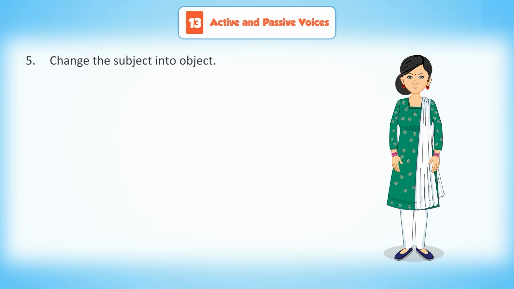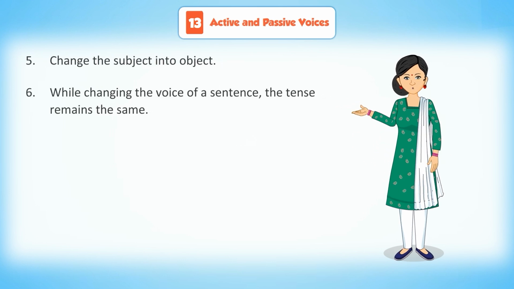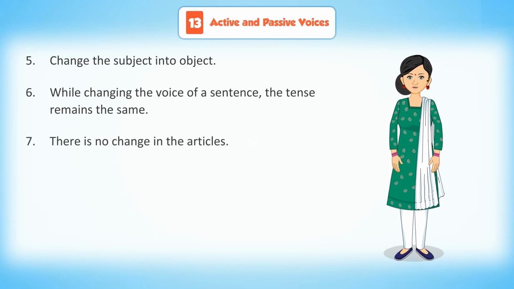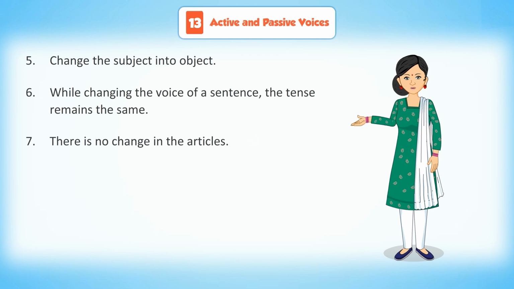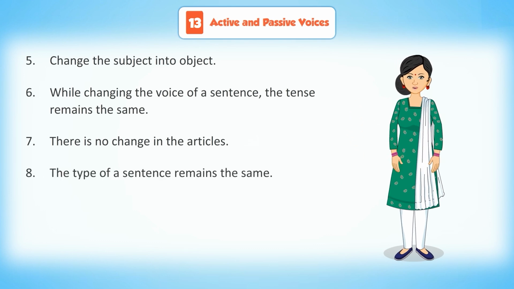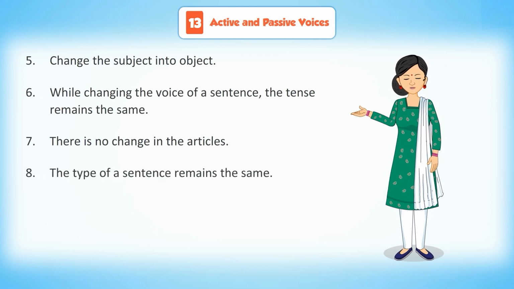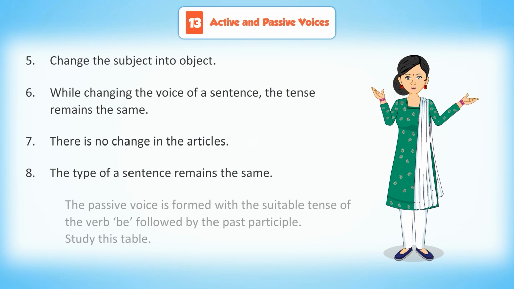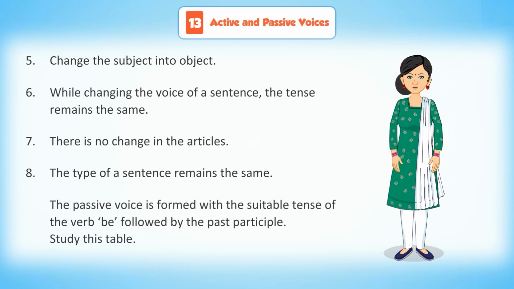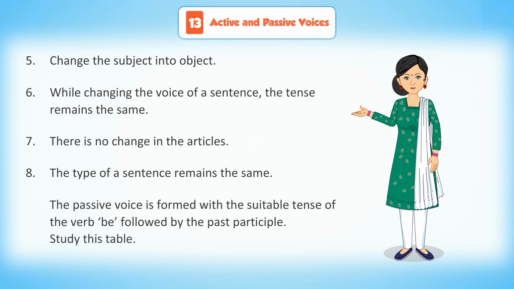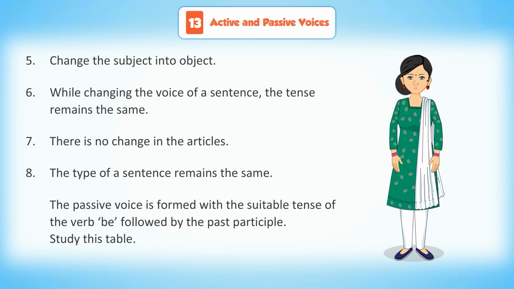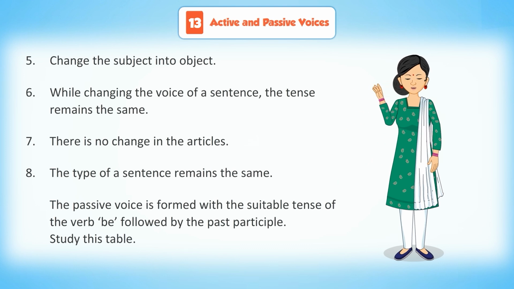Fifth, change the subject into the object. Sixth, while changing the voice of a sentence, the tense remains the same. Seventh, there is no change in the articles. Eighth, the type of a sentence remains the same. The passive voice is formed with the suitable tense of the verb be, followed by the past participle.